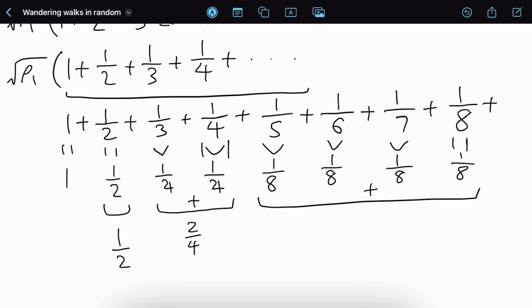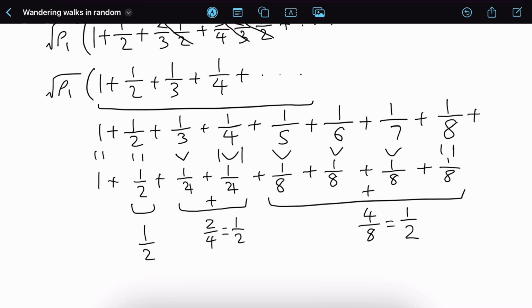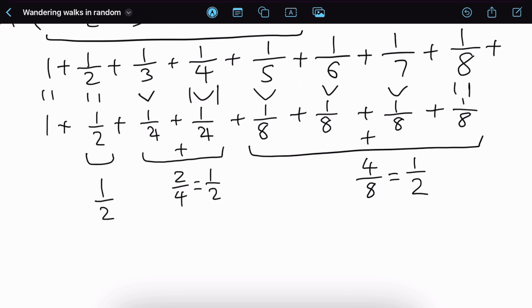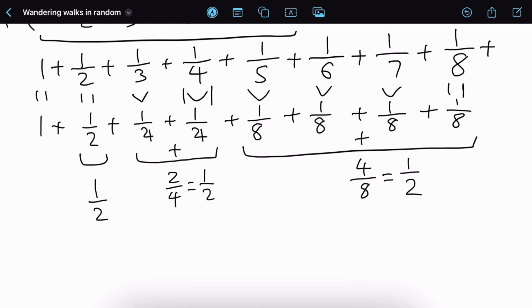We have 2/4, which is equal to 1/2, and we have 4/8, which is equal to 1/2. And remember, we are summing all of those terms together of our original sum, and you can see we are comparing our original sum to the bottom sum. So our original sum on the top is greater than most of the terms on the bottom sum.